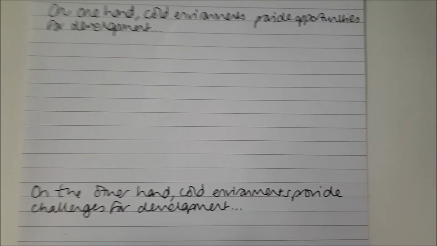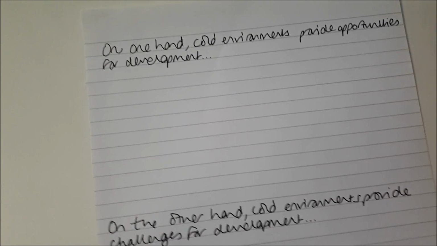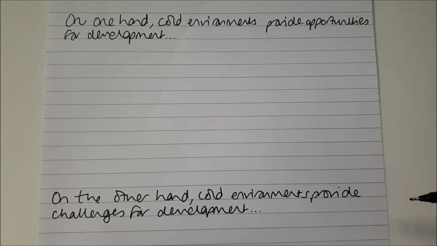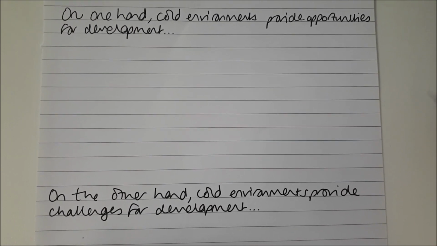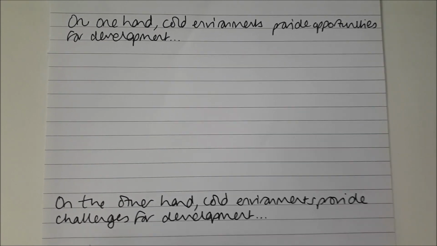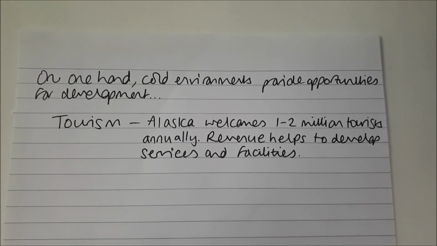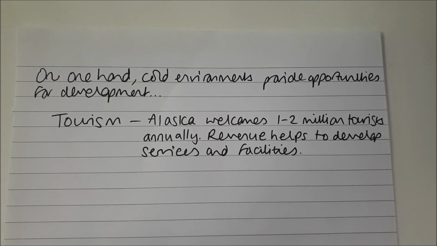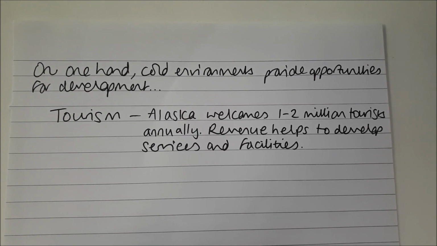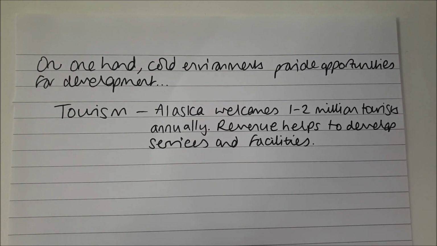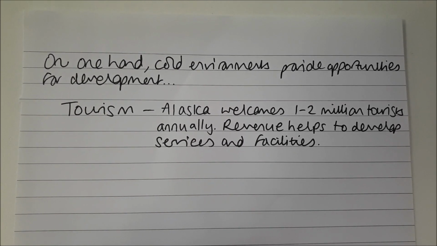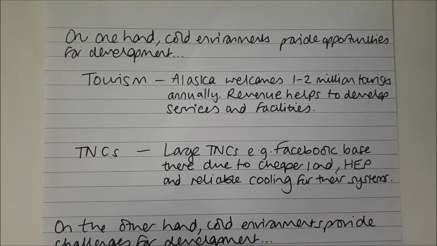So if we have a look at this question, sorry about the wobbling about, dodgy filming. If we have a look at, on the one hand first, the cold environment that you studied in class was Alaska. One of the opportunities provided for development there is the fact that it can be visited by tourists. We might write something like this: Alaska welcomes 1 to 2 million tourists annually. You could then develop your point by explaining that the revenue, the profit from tourism, can help to develop local services and facilities.